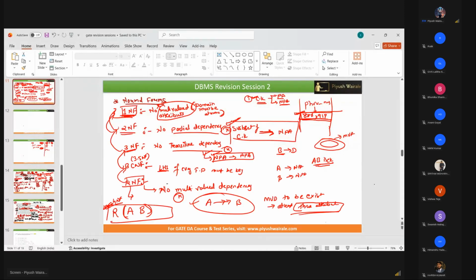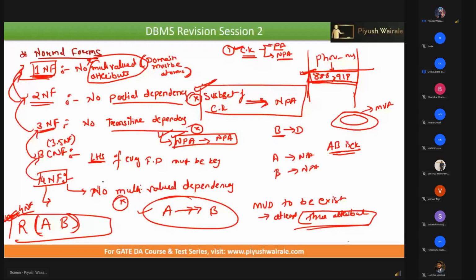Yeah. Regarding the BCNF part, whatever key is there, for example, X is determining some A, then X must always be a super key. That is the condition. Yes, so the left hand side must be a super key.